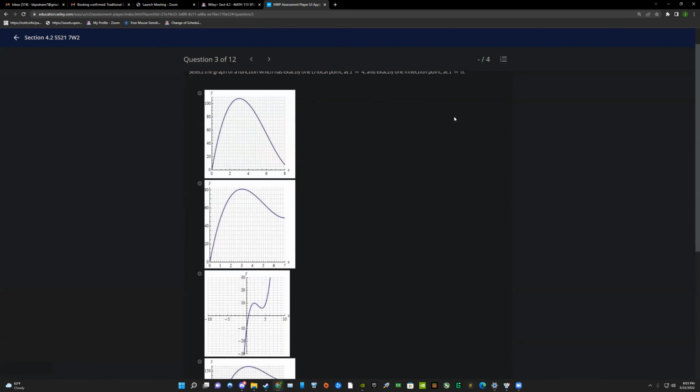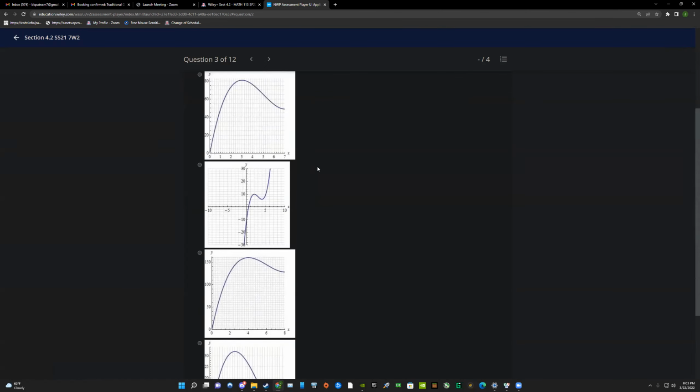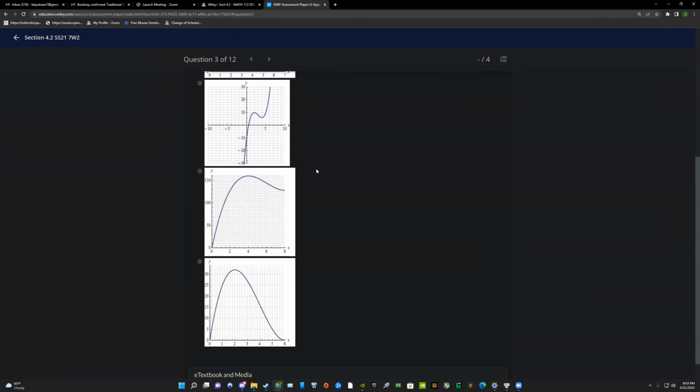All right, here we go. Look like the graph of a function which has exactly one critical point and exactly one inflection point. So a critical point is where the horizontal tangent equals 0. So at 4, does it equal 0? It doesn't actually look like it's at 4, but I guess it's close enough. Well, there are others.